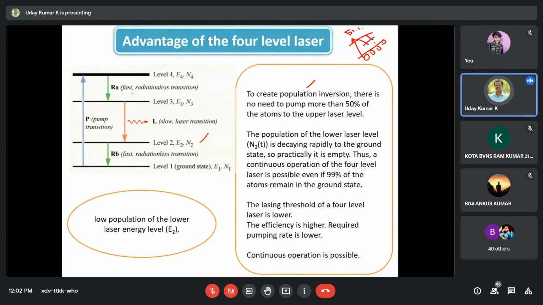Even if you send 1% of the atoms from the ground state, it goes to the higher energy level, and it comes down to level 3. Level 3, it stays for a longer time. And there is another metastable state, but before it comes down to E2, the atoms are staying here, right? So therefore, a population inversion is achieved between E3 and E2 very easily. Even a small amount of atoms is enough for you to create population inversion between E3 and E2. Are you getting why the 4-level laser is an advantage? Are you getting it?